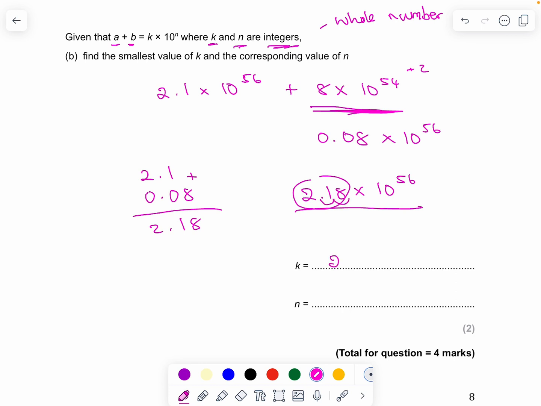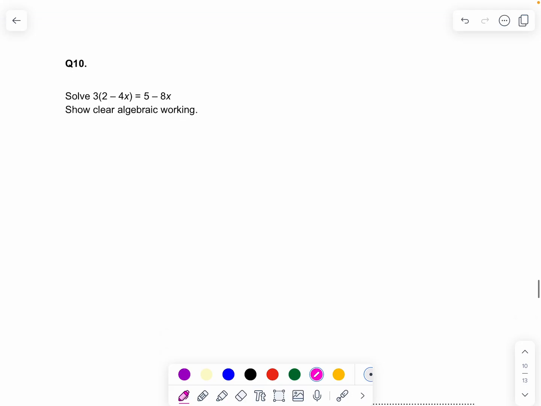So K is 218 because this K is the same as this. And then N is my indices. Now, because I moved the decimal point that way, I'm actually going to subtract 2 from my indices and make N 54. Okay, so there we go with that one.